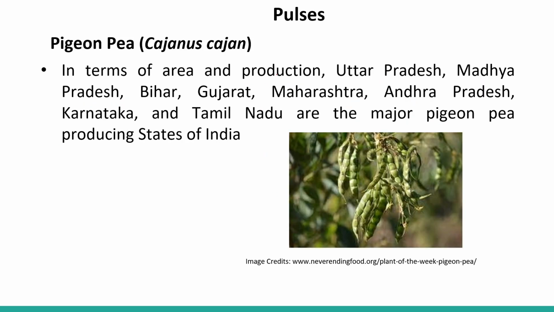In terms of area and production, it is majorly grown in Uttar Pradesh, Madhya Pradesh, Bihar, Gujarat, Maharashtra, Andhra Pradesh, Karnataka, and Tamil Nadu. So these are some of the states of India in which pigeon pea, that is Cajanus cajan, is grown in majority.